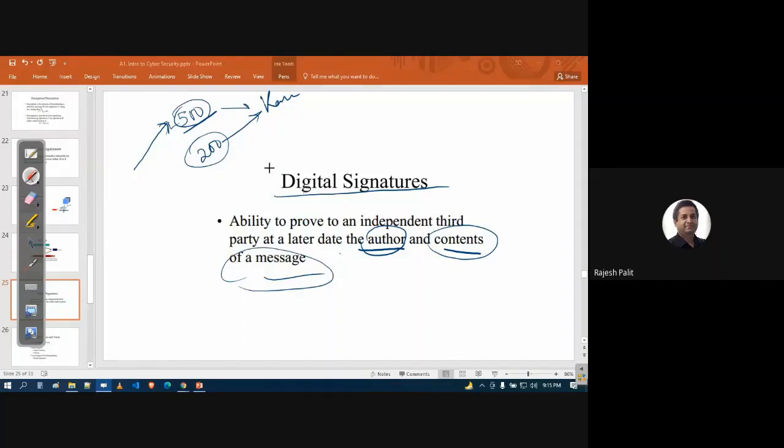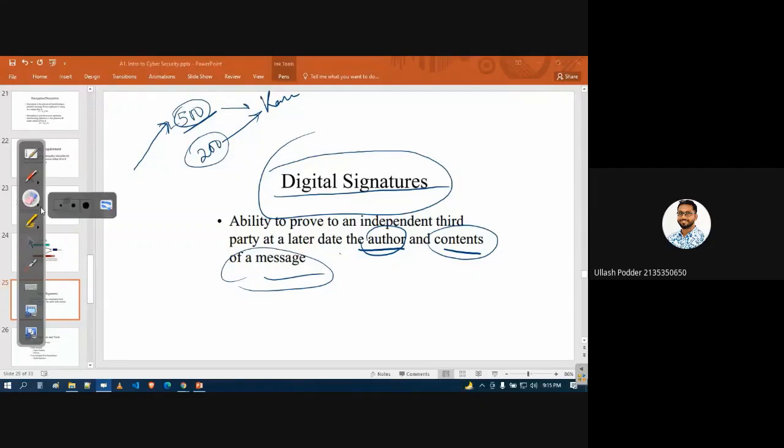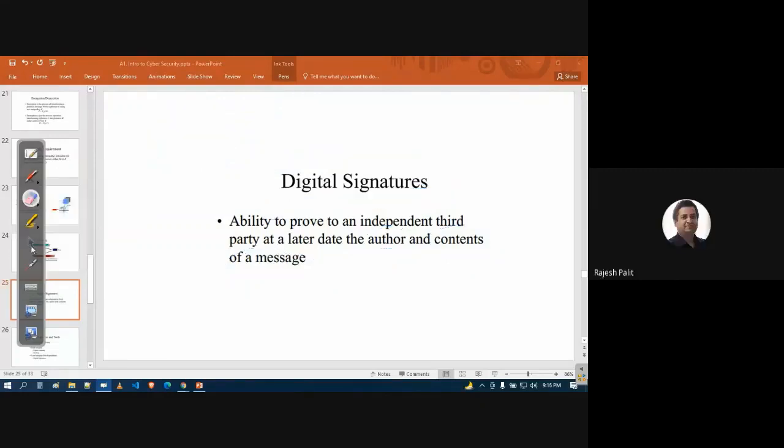Sir, is it like we get transaction messages and transaction alerts, things like that? No, it is not like that. It is totally different, and we will see that later on. Sir, can you elaborate more about digital signatures?